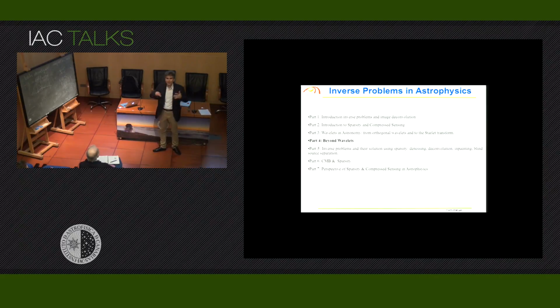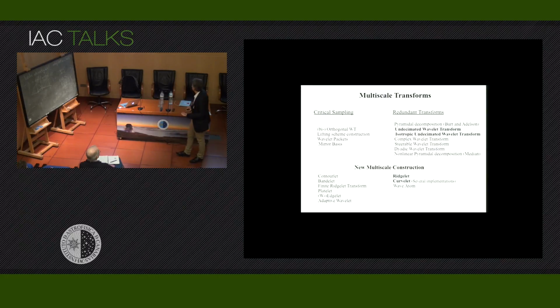So we have seen we have already several dictionaries. And starting at the end of the '90s, people were thinking that maybe wavelets are not optimal for everything, especially if you are looking for lines in an image. For some very specific features, wavelets are certainly not optimal. And then there is the whole story of X-let transforms.